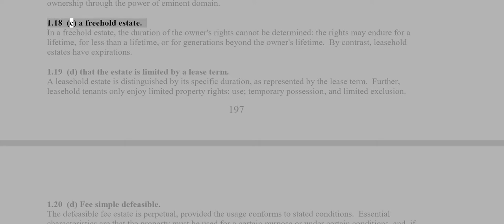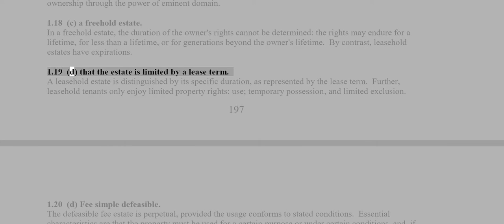1.18 C. A freehold estate. In a freehold estate, the duration of the owner's rights cannot be determined. The rights may endure for a lifetime, for less than a lifetime, or for generations beyond the owner's lifetime. By contrast, leasehold estates have expirations.